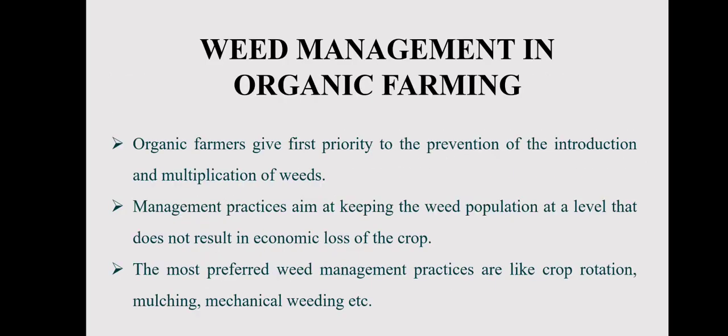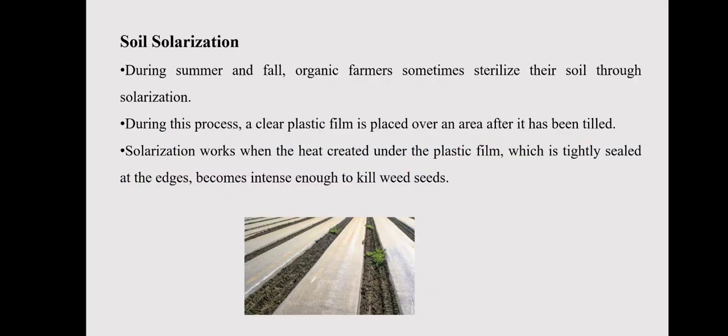And the last one is weed management. Organic farmers give first priority to the prevention of the introduction and multiplication of weeds. The most preferred methods are crop rotation, mulching, mechanical weeding, etc. Soil solarization. In this, a clear plastic film or sheet is placed over an area and the edges are tightly sealed. By this, the temperature will rise to higher levels, which is harmful to weed growth.